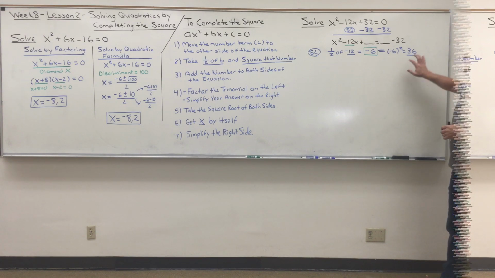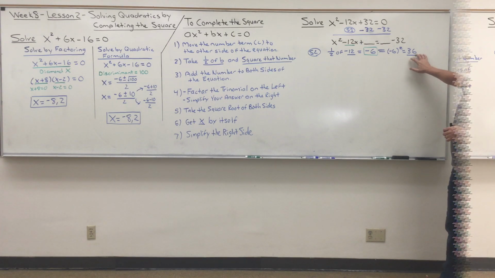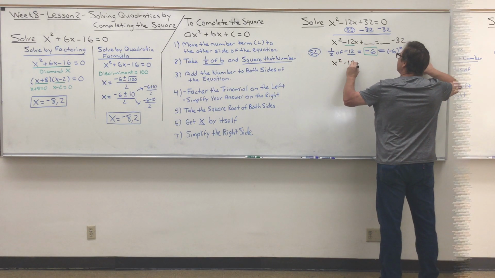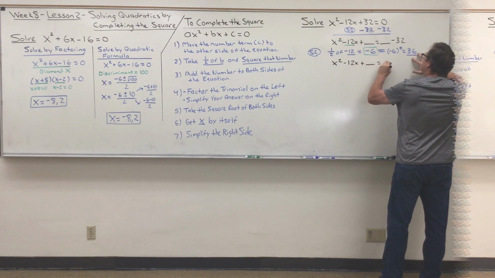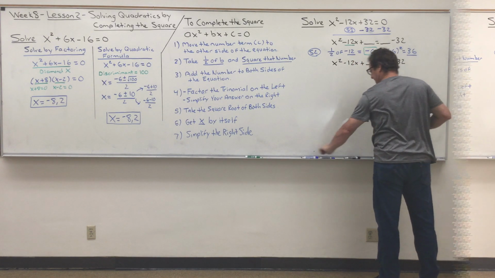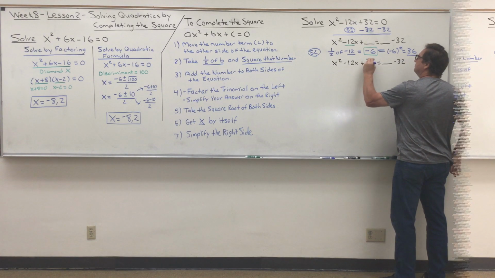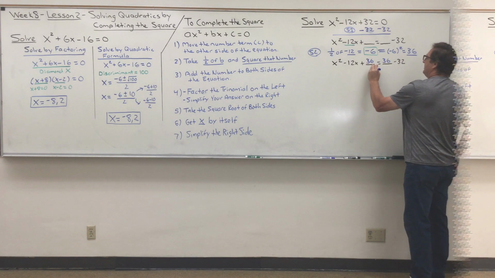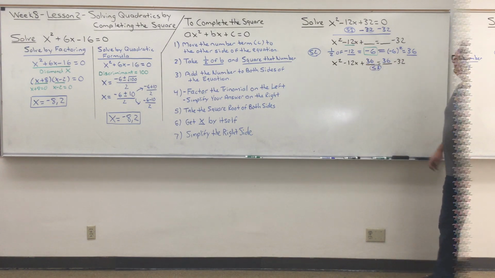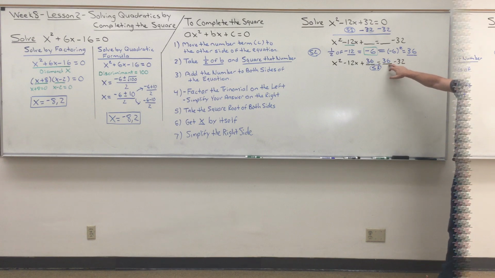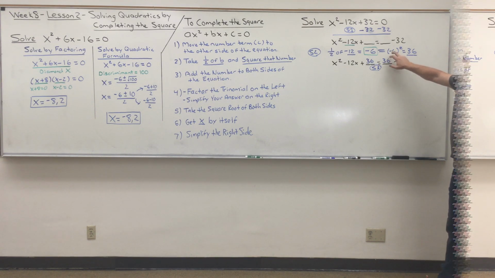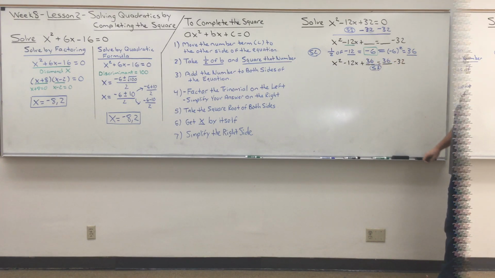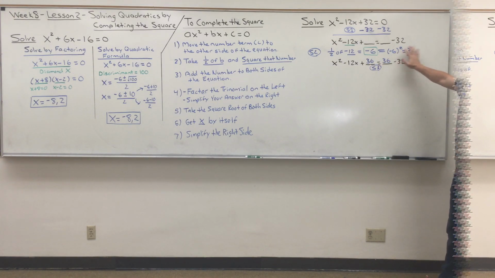Step 3, add the number that you get, your final answer, to both sides of the equation. So there is step 3. We take the 36 and add it to both sides. Okay? Remember, when you square something, it's always going to be positive. So this is never going to be negative right here. Okay? Right here and right here is never going to be negative.